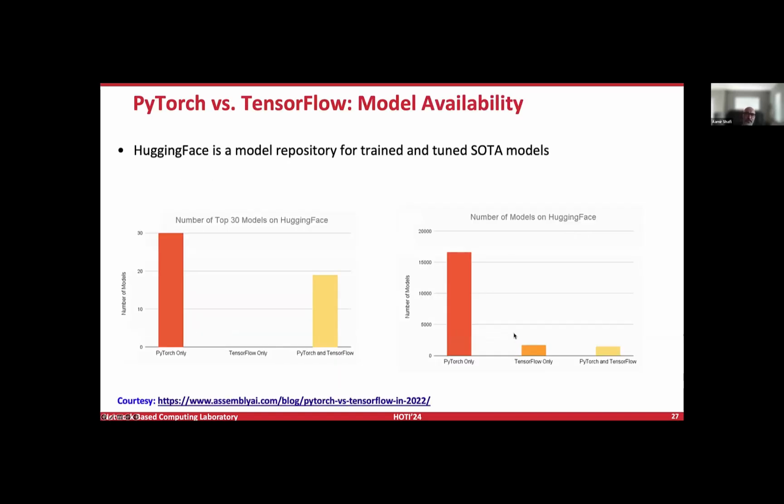So if we look at some of the latest results, for example, Hugging Face is a very important model repository that provides some of the really easy to use and widely used models. If we look at this today, on the left-hand side we're looking at the top 30 models on Hugging Face, and almost all of them have PyTorch implementations. Around 18, 19 have both PyTorch and TensorFlow implementations. And if you look at all the models on Hugging Face, almost 85% of the models are PyTorch exclusive.